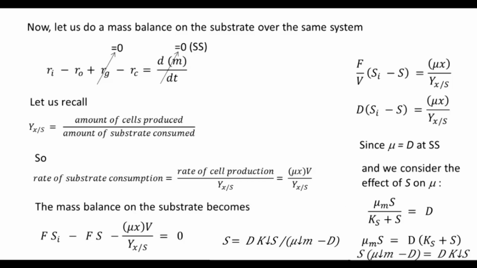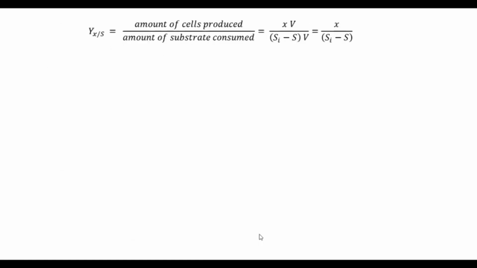We are trying to get it all in terms of S so that we can solve for S. So the y-axis is the amount of cells produced by the amount of substrate consumed. The amount of substrate is S naught minus S, Si inlet minus S into V. The volumes are the same, we can cancel them. We get X by Si minus S. So X equals the yield coefficient times Si minus S from this equation.